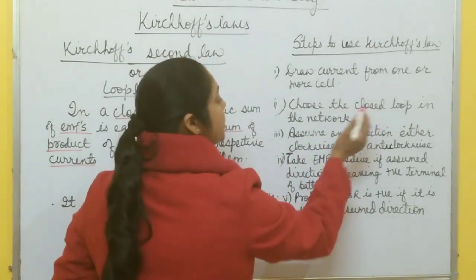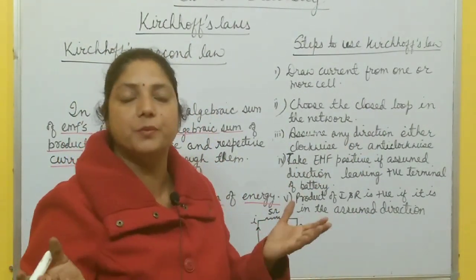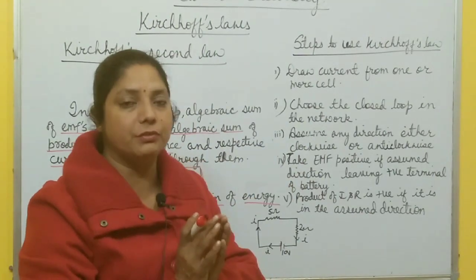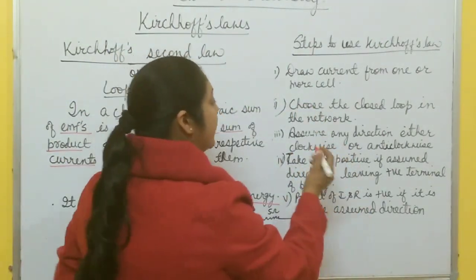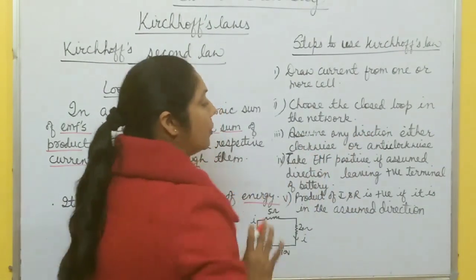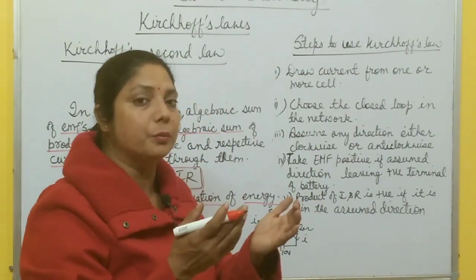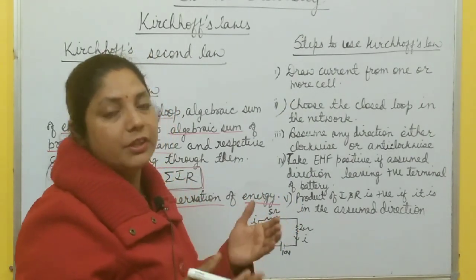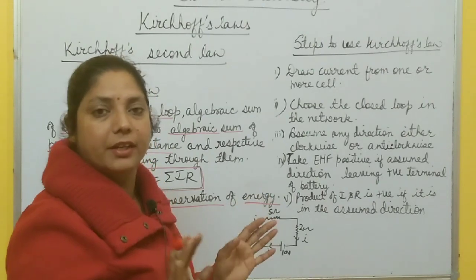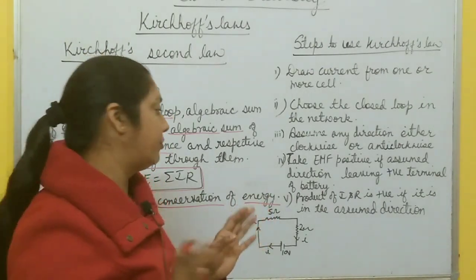Then you have to choose the closed loop in the network. If there is more than one loop, 2-3 loops, now choose which loop you are using. Write the name: first loop, second loop, third loop. After that, assume any direction, either clockwise or anti-clockwise. Now after choosing the loop, you have to assume the direction, whether positive or negative, it doesn't matter. You can choose any assumed direction, right?